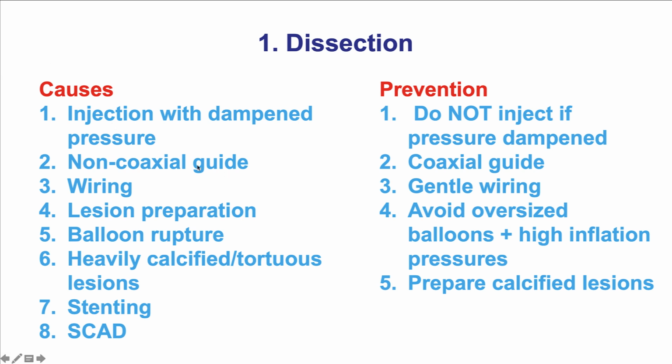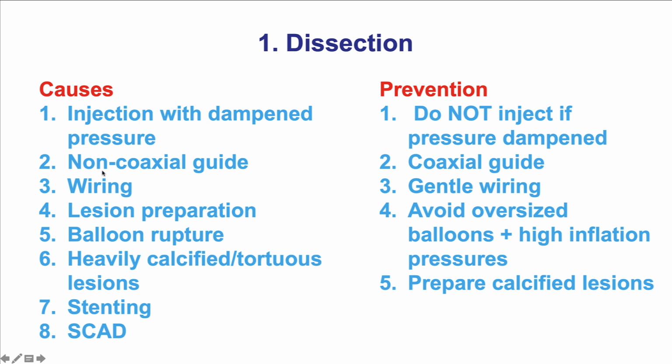The dampening may be due to non-coaxial position of the guide. It may be due to ostial disease in the vessel that has been engaged. There are many potential causes, but whatever the cause is, injection should not happen, because this is the way to lead to some profound dissections that happen in the proximal part of the vessel and can lead to acute vessel closure with dramatic subsequent results.